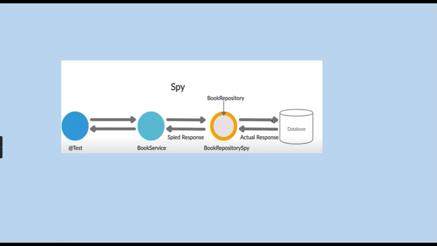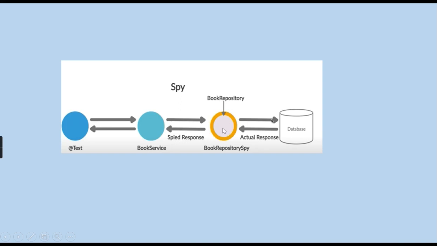Then let us see the internal structure, how the control will be going. You write a test case, and you interact with the book service, and from there it will interact with the book repository, and from there it will interact with the database. Here we are spying on the book repository. So the test class will interact with the book service, and the book service will interact with the book repository. Between the database and the book service, here we are spying.